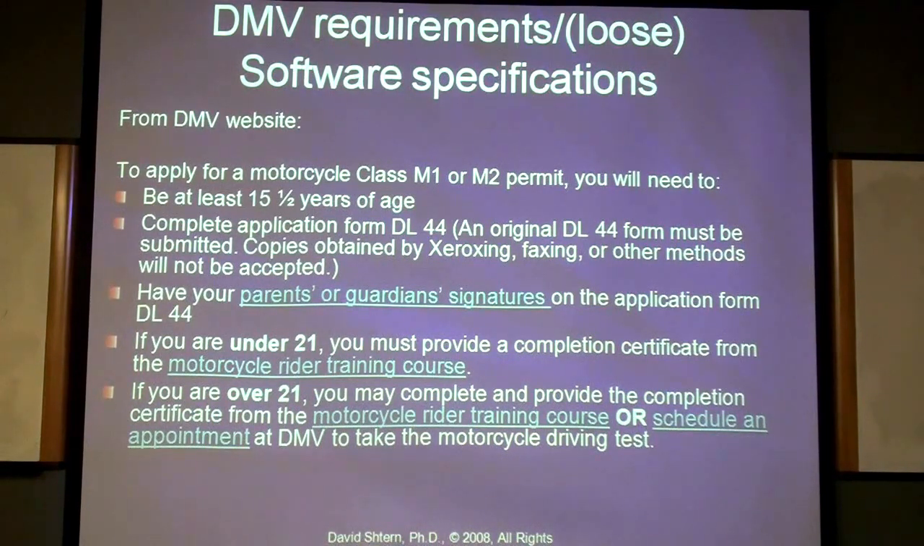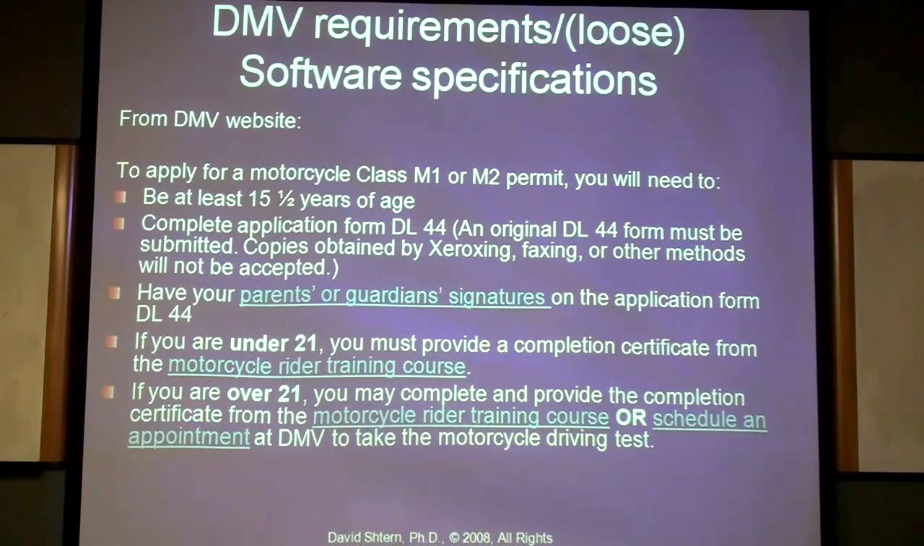This DL44 is valid if you are between 15.5 and 16. If you are over 16, you don't need to bring that document, which is unfortunate, because I believe they will change that with time, because 15.5 is too young for taking a motorcycle class. That's my opinion. Now, if you are under 21, you have to provide a completion certificate from the safety class.